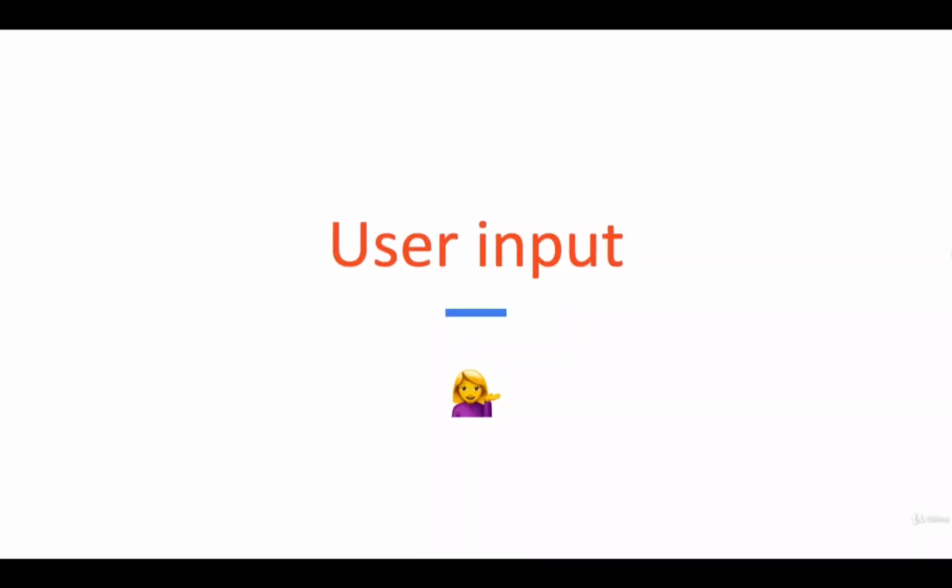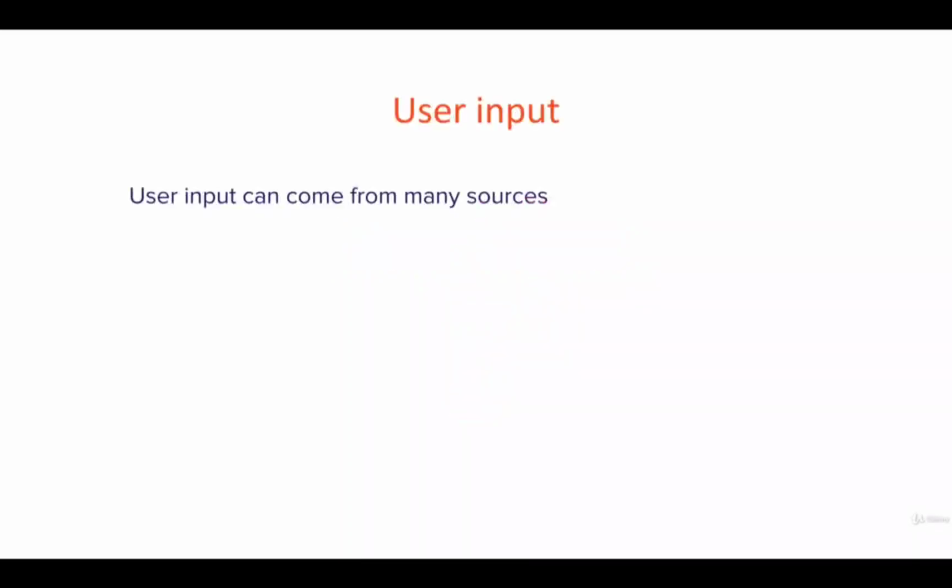All right, so let's talk about how we would get input from our users. Of course, user input can come from many sources. It really depends on your program, what kind of sources you have for your users to give you information. So you might have something like buttons, right? A click on a button is basically a form of user input. Or you might have fields where the user can type something and you would get information from there.